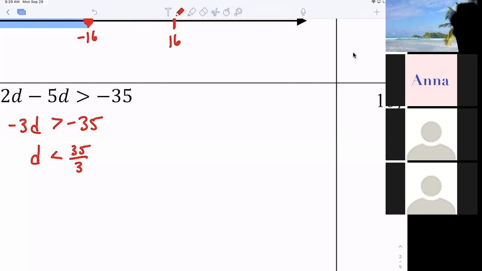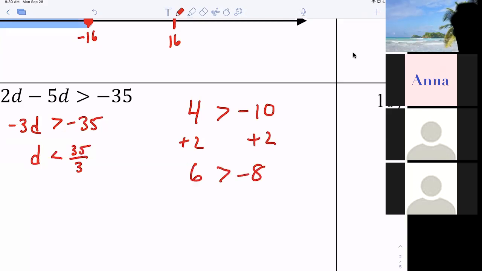I want everybody to tell me if this is true or false. 4 is greater than negative 10. Is that true or false? It's true. Now I'm going to add 2 to both sides. So I end up with 6 is greater than negative 8. Is that still true? Yes. So adding is not a problem. I still create something that's true.